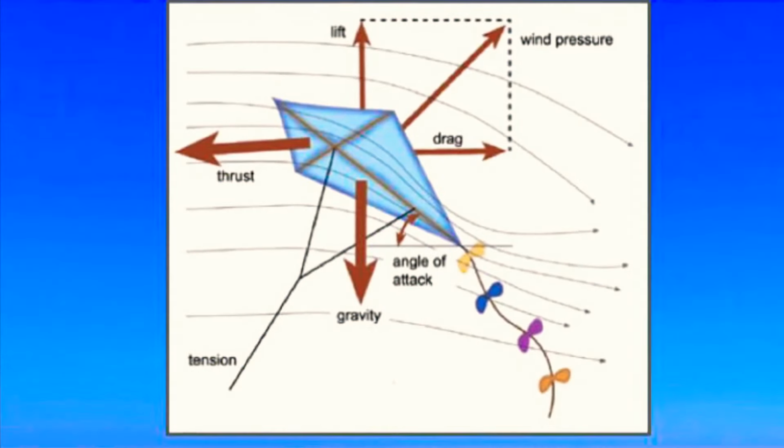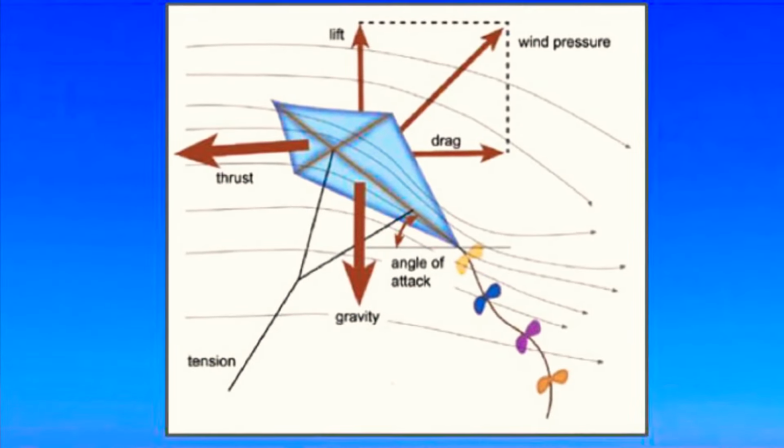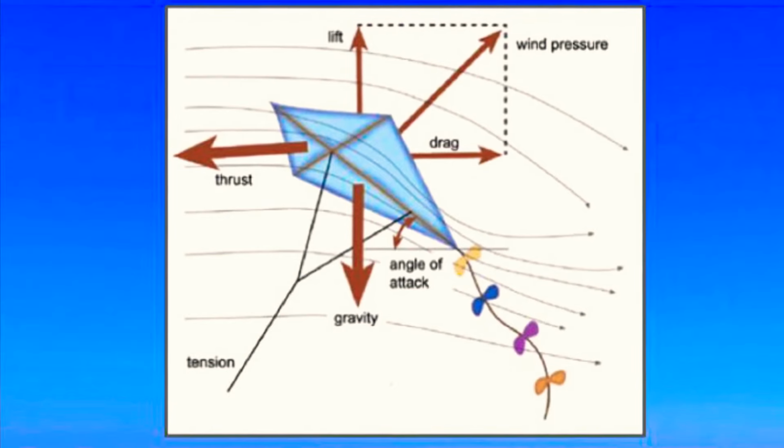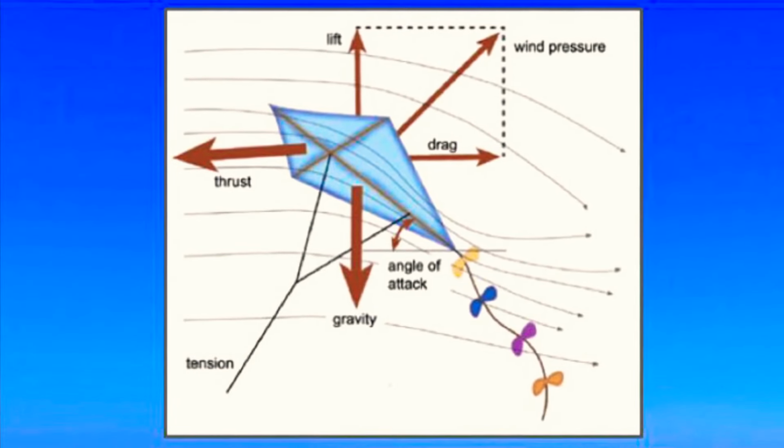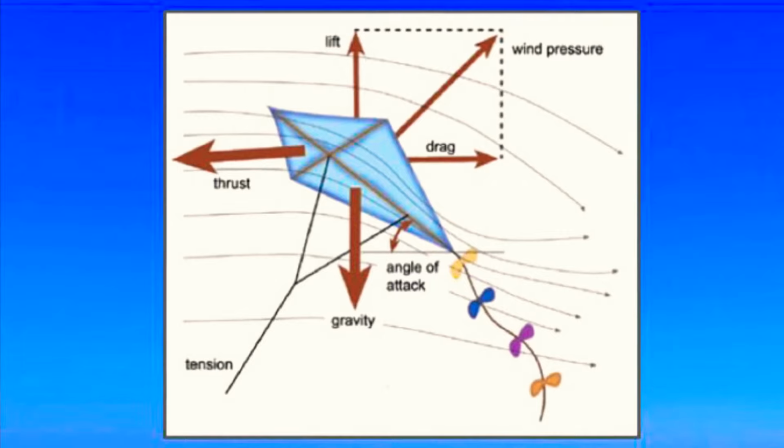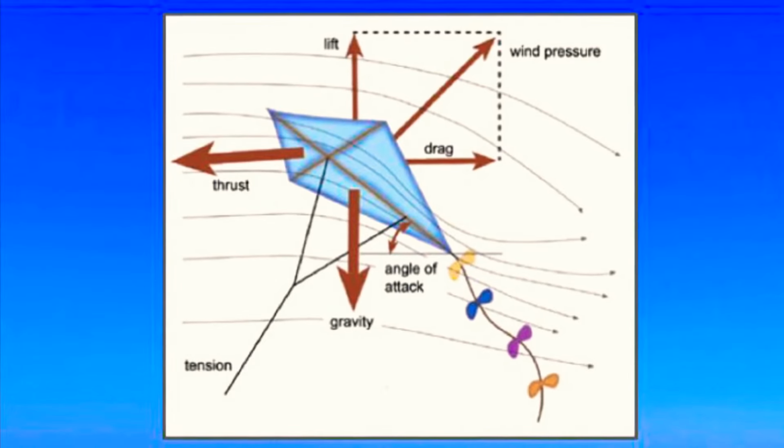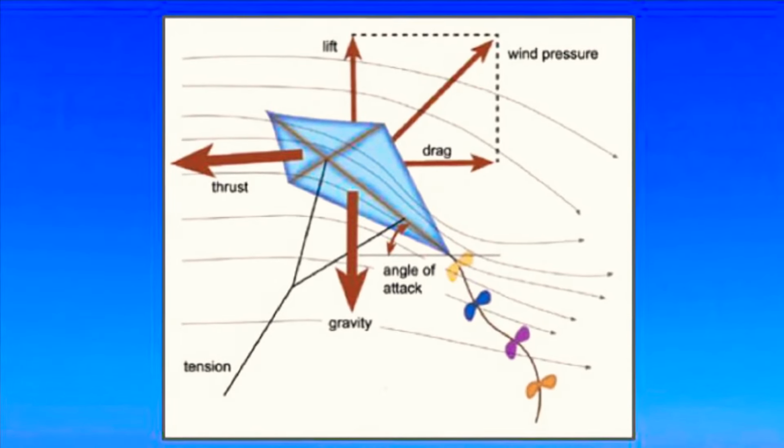This image over here is a free body diagram of a flying kite. If you look at the wind pressure arrow, you can see the relation it has with the drag and lift force. So when there's more air pressure, that means there will be more drag and also more lift.